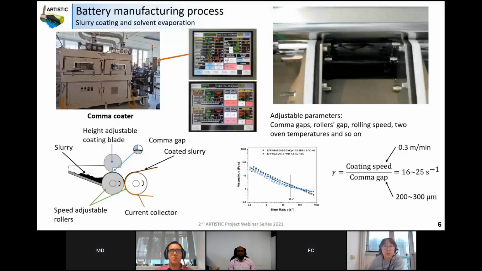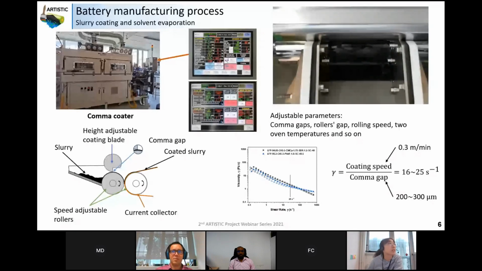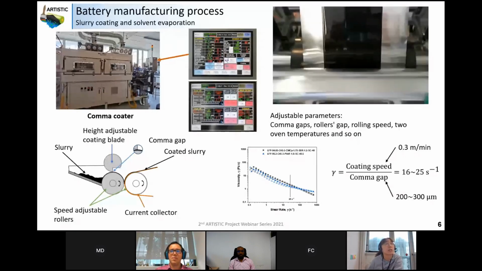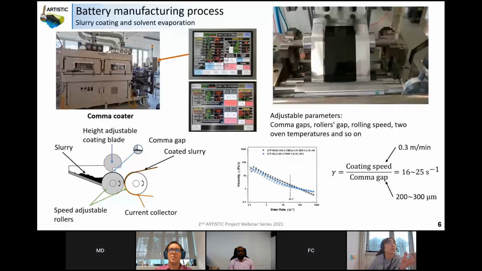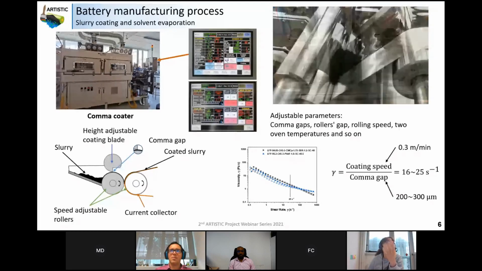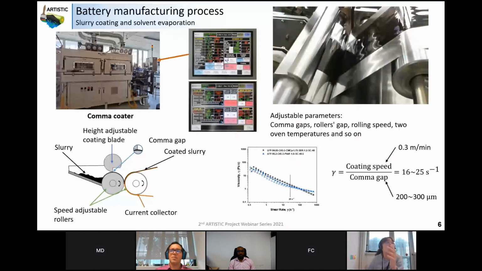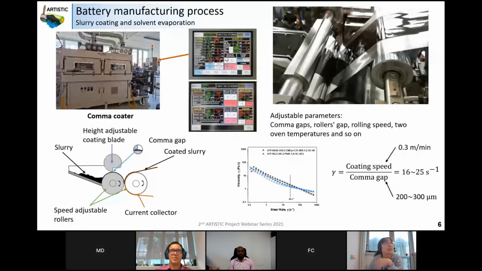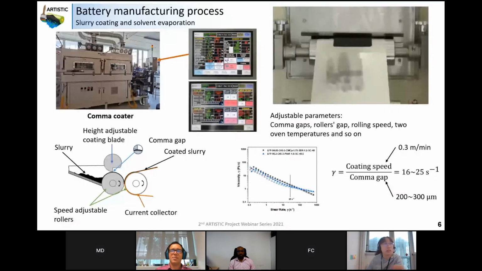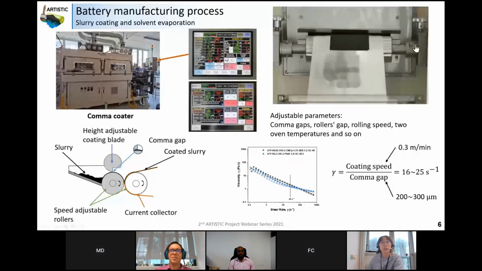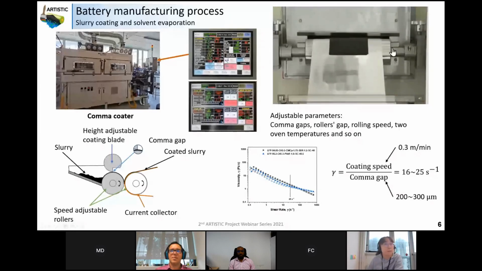Here is a short video to show the slurry coating process. The slurry was cast on the current collector and moved as the roller rotates. After passing two ovens, the electrode comes out the other side of the coater. So now here is the dry electrode.